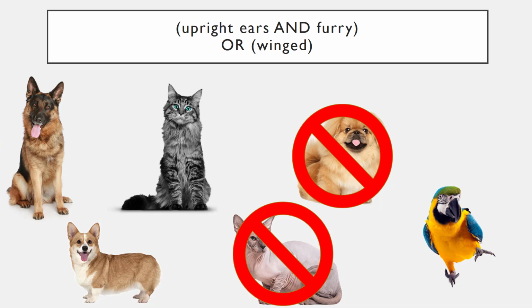So here, the hairless cat and the Pekingese are excluded because they don't meet the first criteria of having both upright ears and fur, nor do they meet the second potential criteria of having wings. The bird doesn't meet the first set of criteria, but does meet the second option of having wings.